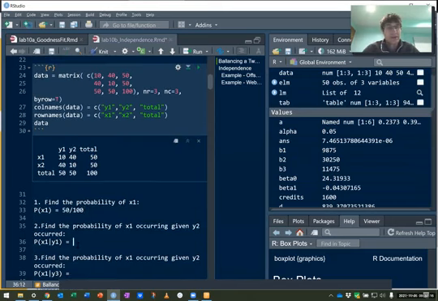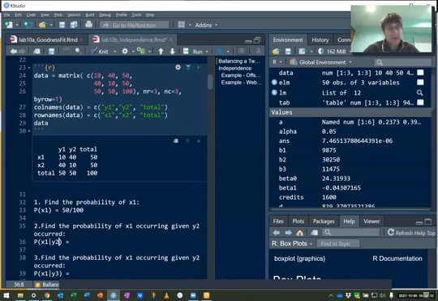The probability of x1 occurring, given that y2 has occurred, means we're looking at this column here. What's the probability of x1 occurring given y2? This should say y2 here. Typo. So 40 x1s out of 50 y2s, out of 50 total.